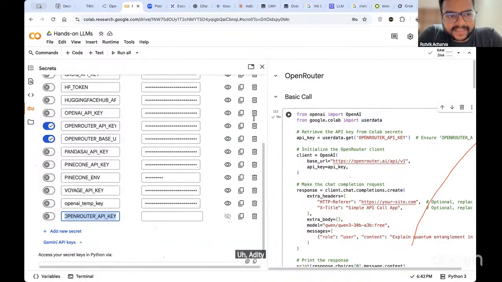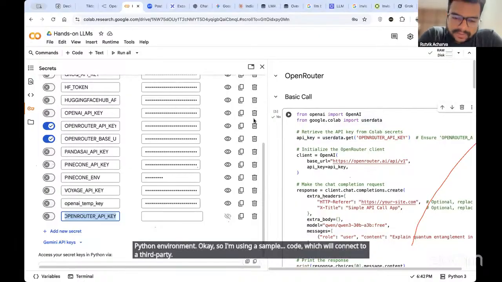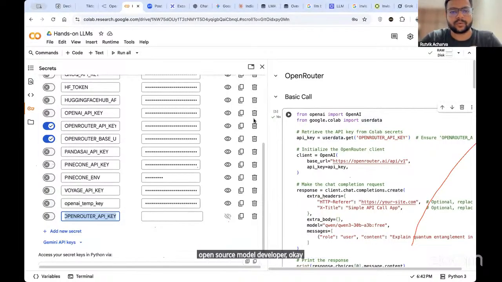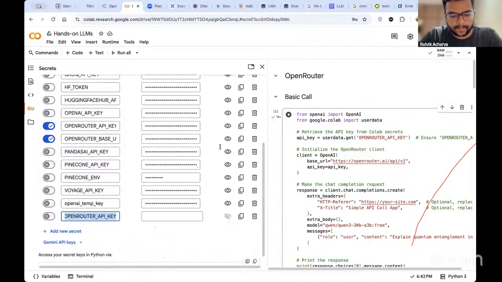Aditya, we are trying to access large language models into our own Python environment. Okay. So I'm using a sample code which will connect to a third party open source model developer. I'll give you the link to the notebook. Okay. This is the notebook that you can follow. And we will use this to make a call to the large language model.